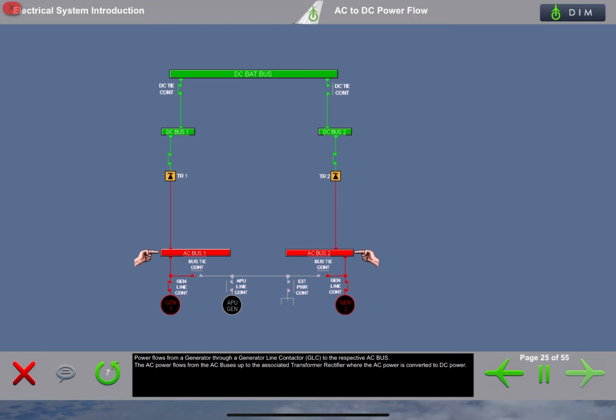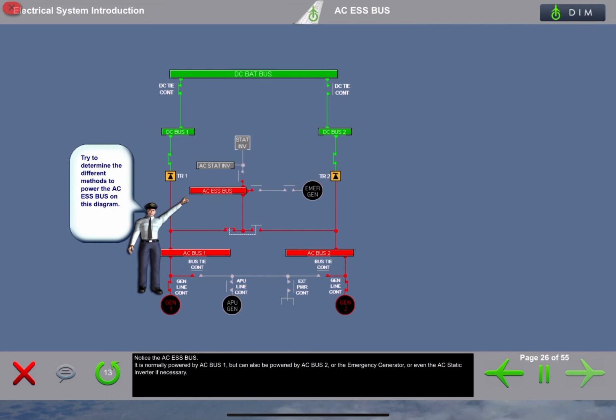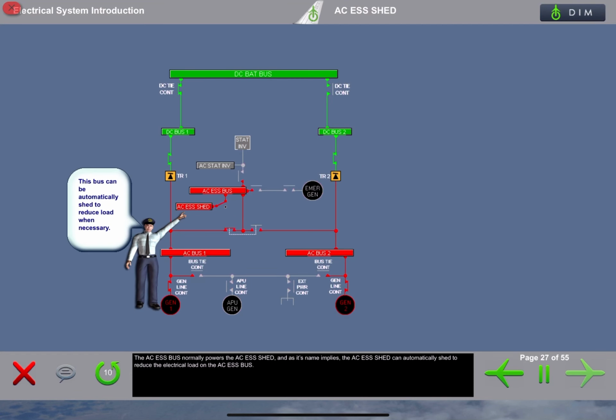The AC power flows from the AC buses up to the associated transformer rectifier, where the AC power is converted to DC power. Notice the AC essential bus. It is normally powered by AC bus 1, but can also be powered by AC bus 2 or the emergency generator, or even the AC static inverter if necessary. The AC essential bus normally powers the AC essential shed, and as its name implies, the AC essential shed can automatically shed to reduce the electrical load on the AC essential bus.